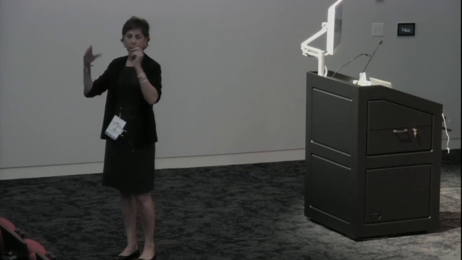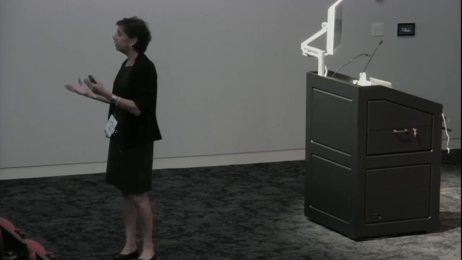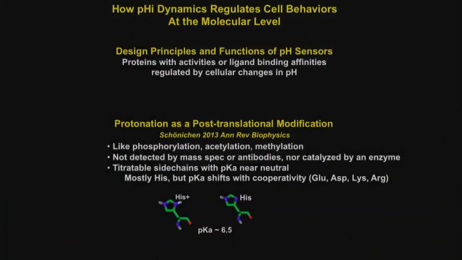Inherent to how we describe pH sensors is our belief of considering protonation as a post-translational modification. Very similar to phosphorylation, acetylation, methylation, but in contrast to these other post-translational modifications, protonation and deprotonation is very difficult to study and determine. It can't be measured by mass spectrometry. You can't pick it up with an antibody, and it's not catalyzed by an enzyme. So it's much more difficult to study than other forms of post-translational modification.